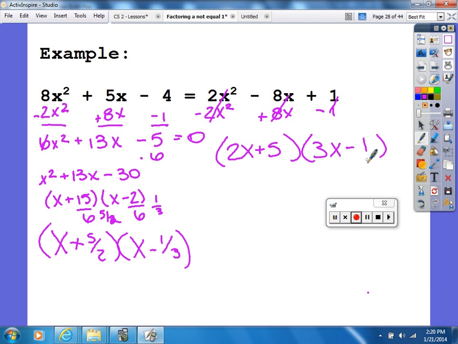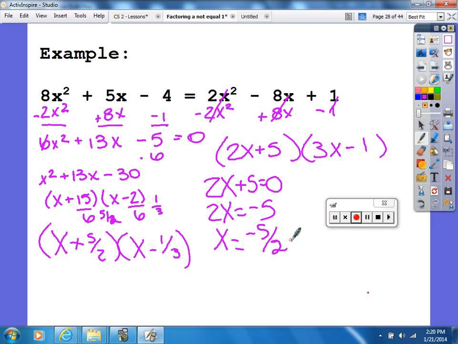So now I'm going to set this first set of parentheses equal to 0. 2x plus 5 equals 0. We'll subtract 5. So 2x equals negative 5. Divide by 2. And x equals negative 5 over 2, right? Now, some of you may be able to see this and do this a little quicker. If this doesn't make sense, please do it this way, okay?